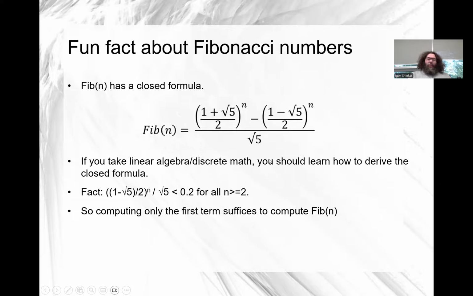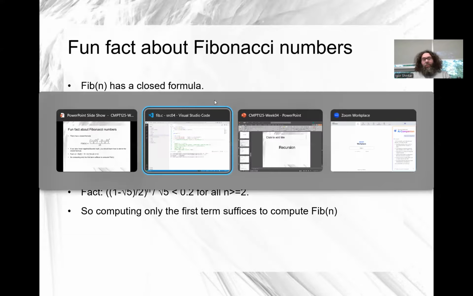So here is the idea. What we can do is only compute the first term, this large term. And these other guys, they will be less than 1/2, in fact, less than 0.2. So we can simply round the result from here and it will give us the Fibonacci number. Okay, so that's the idea. So we take this number, we compute it to the power n, and the other term will be so small that we can simply round this to the closest integer.